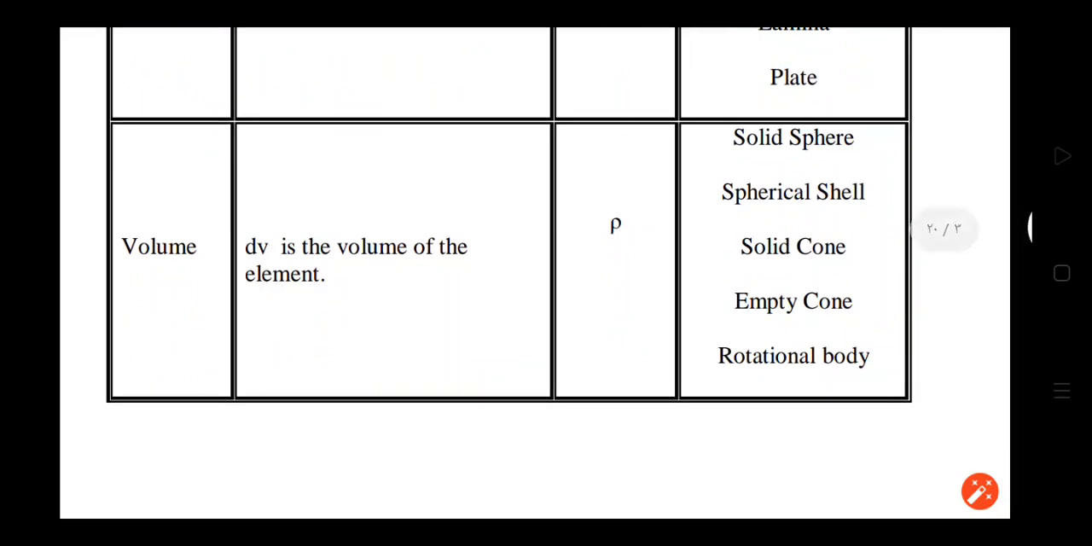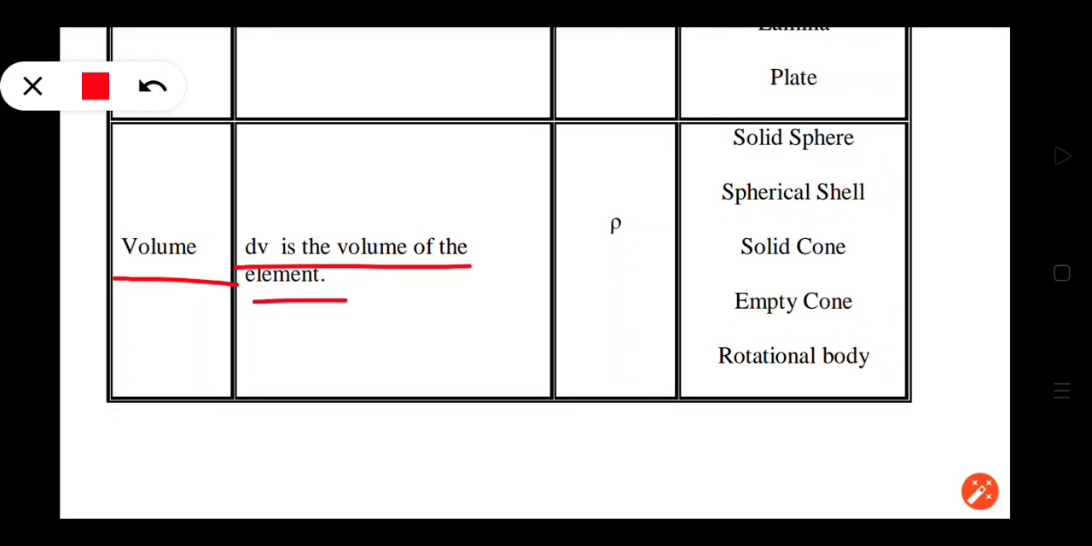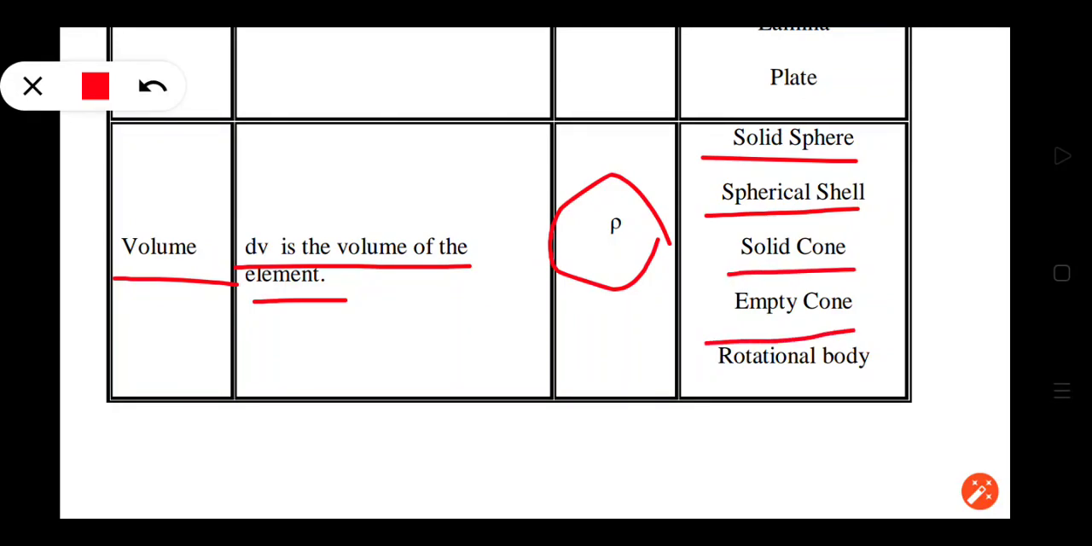If we take a volume element, then we have dV, which means the volume of the element, with density rho, which is called volume density. We use this in examples like: solid sphere, spherical shell, solid cone, empty cone, rotational body.